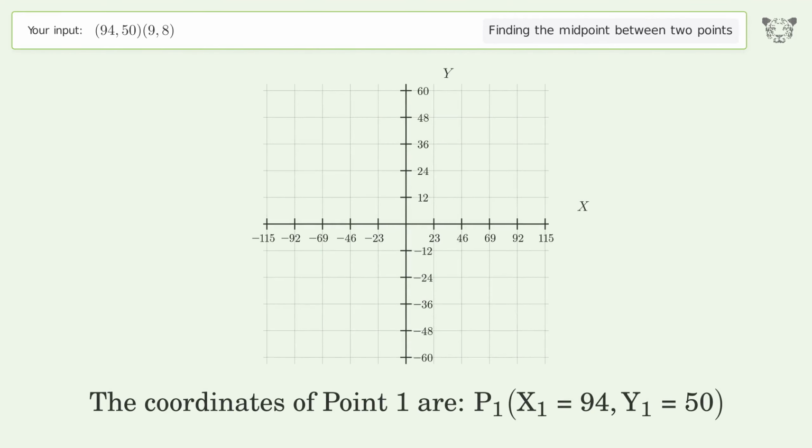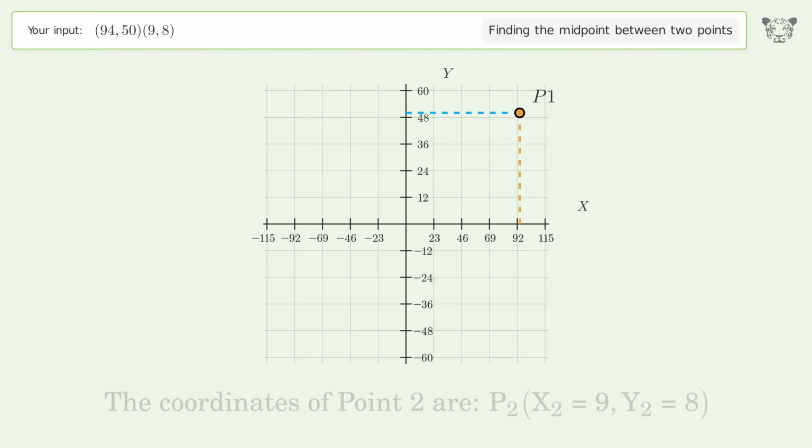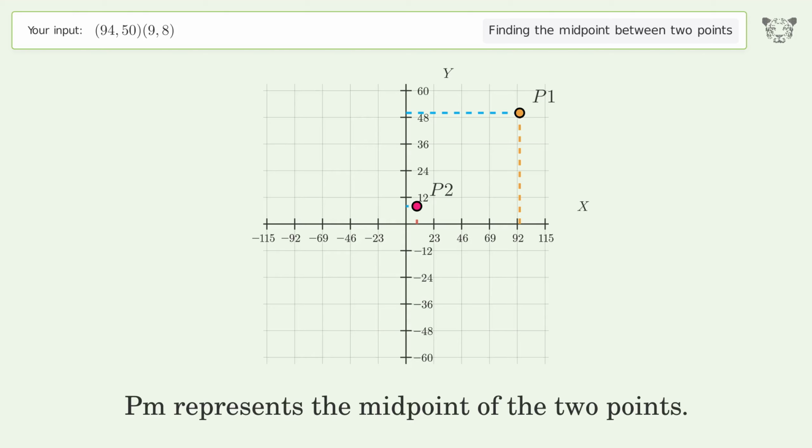The coordinates of point 1 are x1 equals 94, y1 equals 50. The coordinates of point 2 are x2 equals 9, y2 equals 8. PM represents the midpoint of the 2 points.